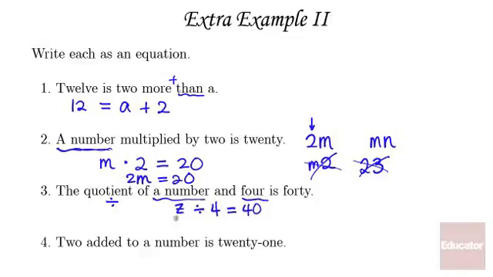Again, we can write this as a fraction. So this can be Z over 4 equals 40. Z divided by 4 equals 40.